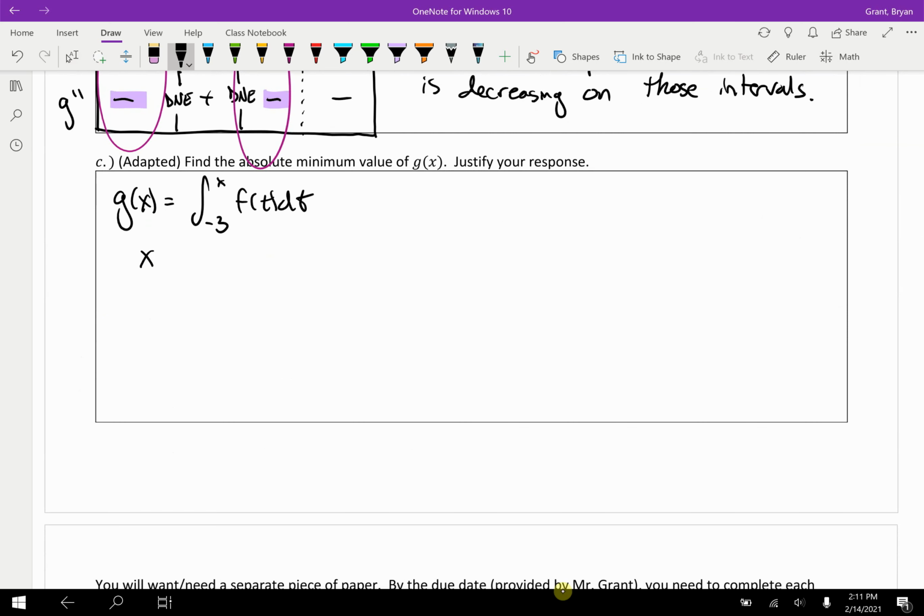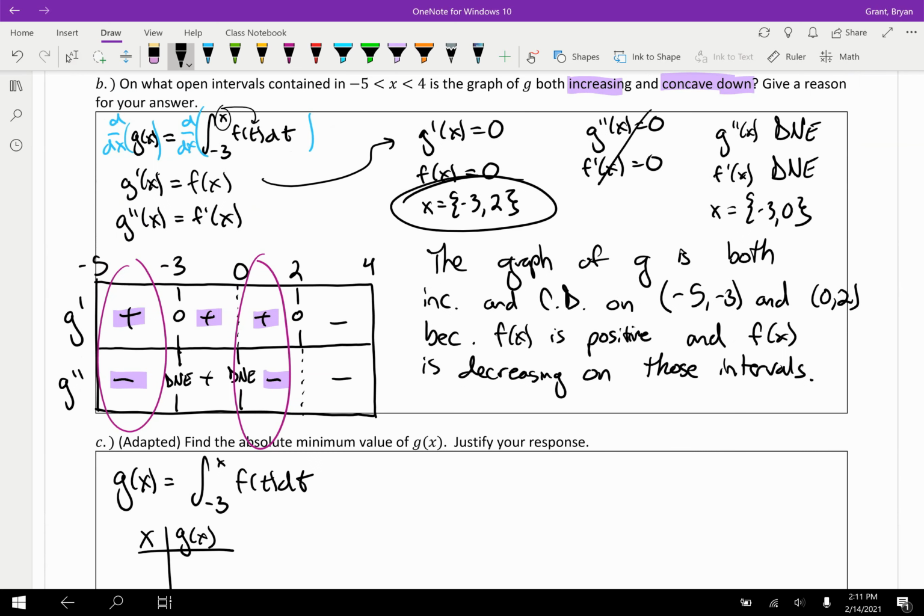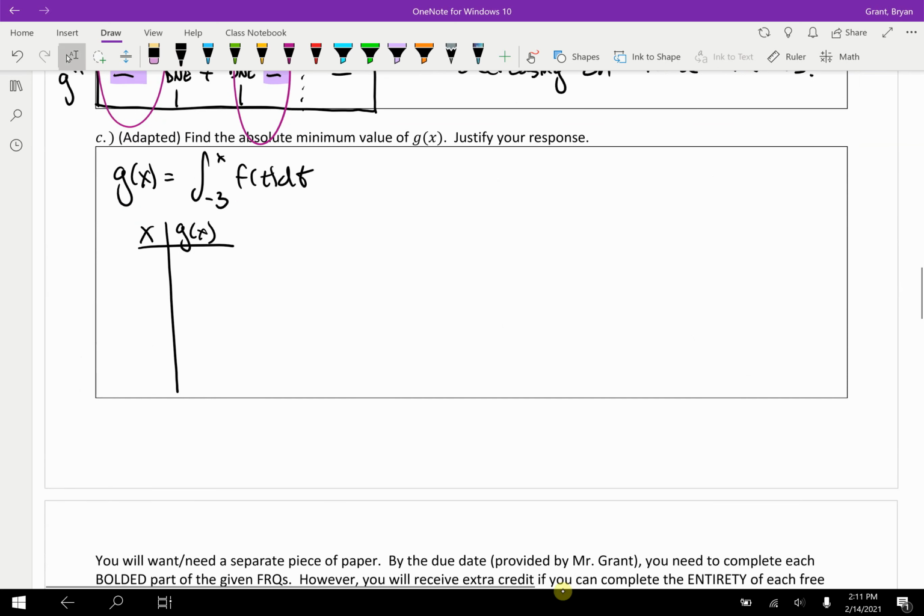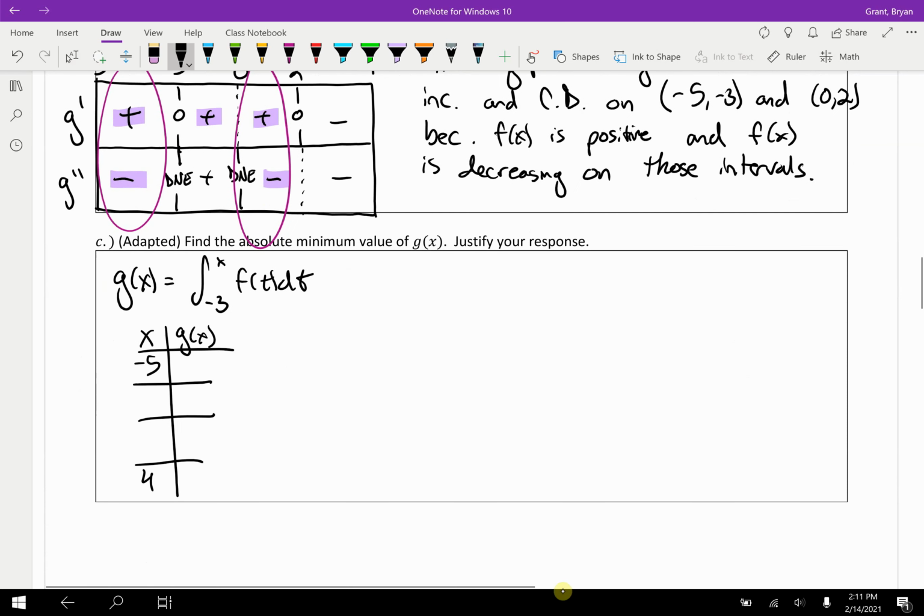So our candidates test, we have x and g of x. What are our candidates? Well, we need the endpoints first. Those are -5 and 4. And then we need any critical points. And we found two critical points from before. That's -3 and 2. All right. Now, looking at this, we need to go through and find a bunch of areas, but I think it shouldn't be as bad as you're expecting.